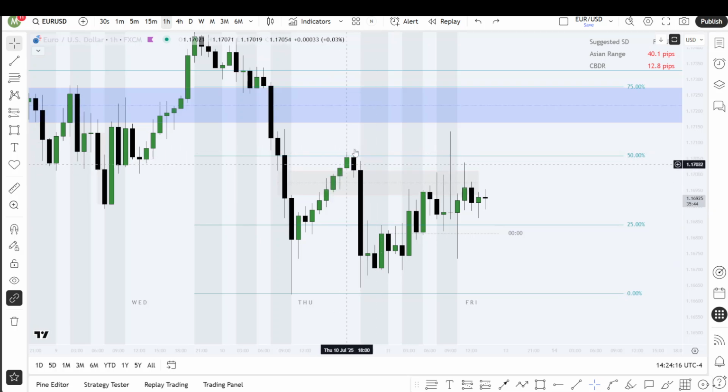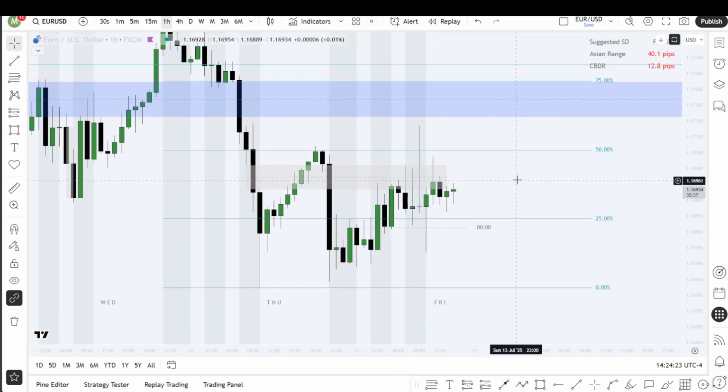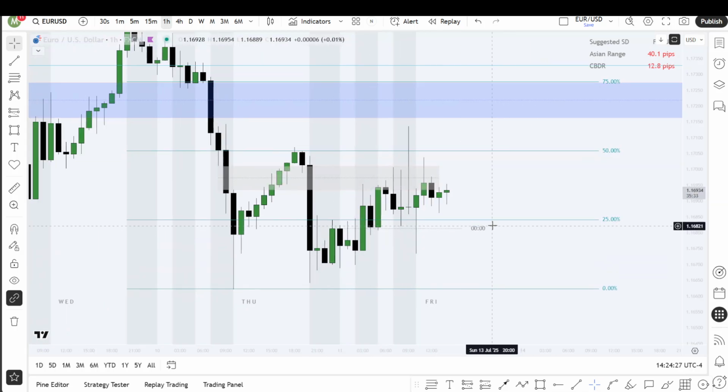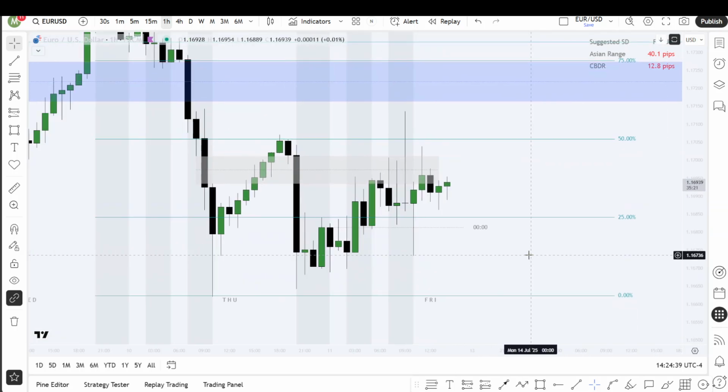Furthermore, yesterday price was respecting very nicely the 50% mark of this dealing range, high from this to this low. Also, what I noticed was that the midnight opening price was acting as resistance. Price broke strongly above it, and then it acted as support. The real support and resistance level.